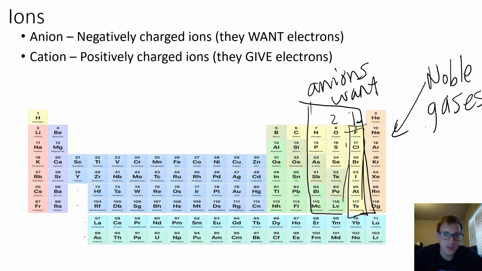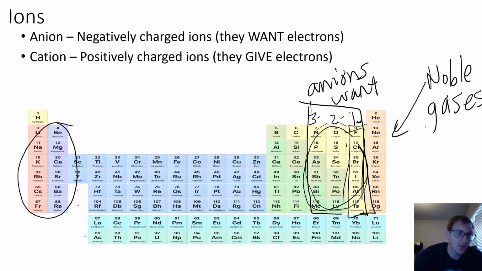Really what you need to know right now is that anions are more on the right side, and cations are more on the left side. These are the ones that really just want to give away their electrons to become neutral so that they can make a stable element and have full outer shells.